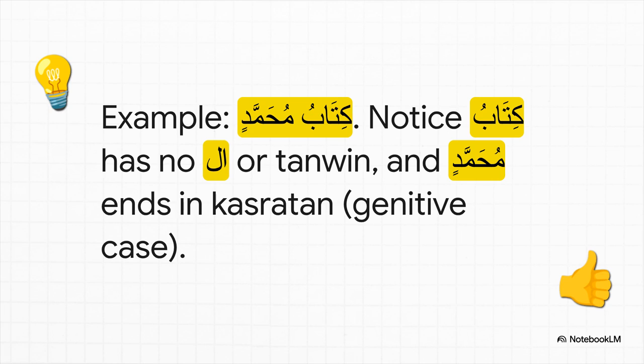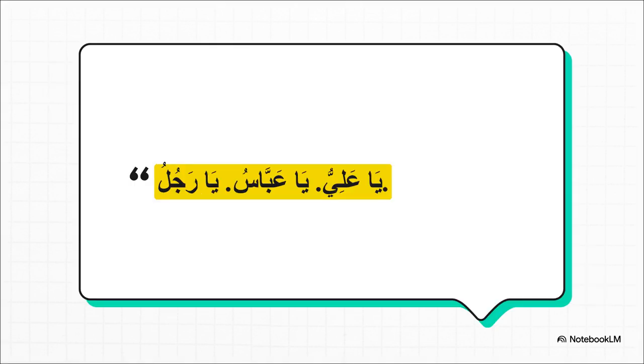Kitabu Muhammadin. Look at kitabu. Does it have al? Nope. Does it have tanween? Nope. Just one dhamma. It perfectly follows the rules for the mudaf. And what about Muhammadin? It ends in kasratain, putting it squarely in the genitive case, exactly what the rule for the mudaf ilaihi told us it would do. See? It just works.